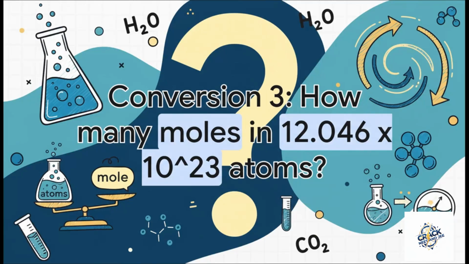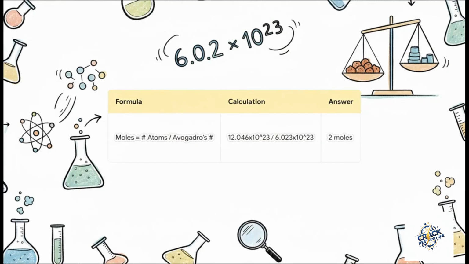All right, for our last basic conversion, we're going to go full circle. What if someone just gives you the raw number of atoms, like, say, 12.046 times 10 to the 23rd atoms of iron, and asks you, how many moles is that? Well, we just bring back our friend Avogadro's number. We take that huge number of atoms they gave us, and we simply divide it by Avogadro's number. And you might notice that 12.046 is just exactly double 6.023. So the math is super simple. It's exactly 2 moles of iron.